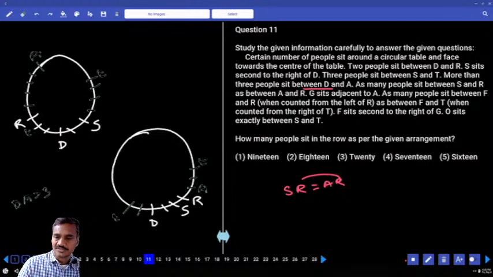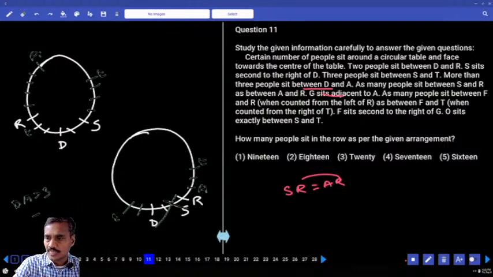Then S and A are. And next one, G sits adjacent to A. Now G is adjacent to A. Now in between D and A, more than 3 people. Here there are exactly 3 people. This is ruled out. Are you getting this one or not? And so I am left with only the first case.